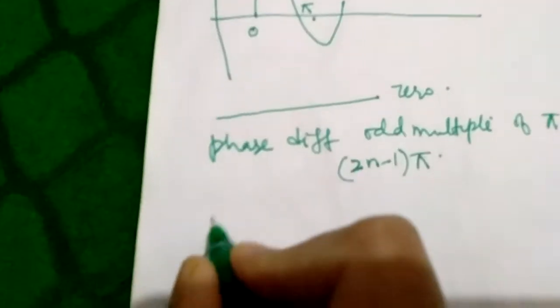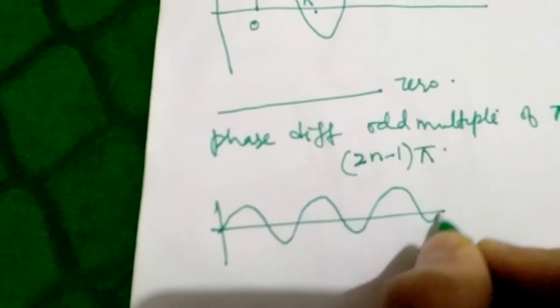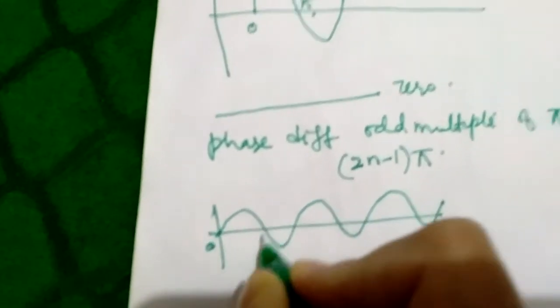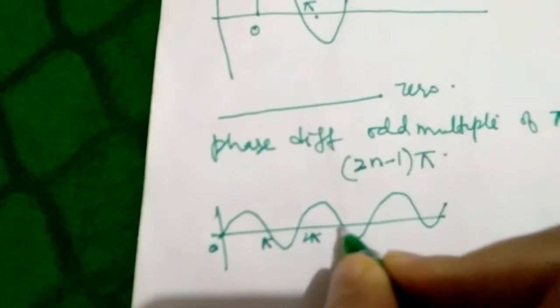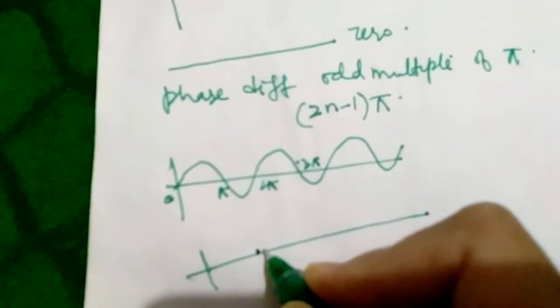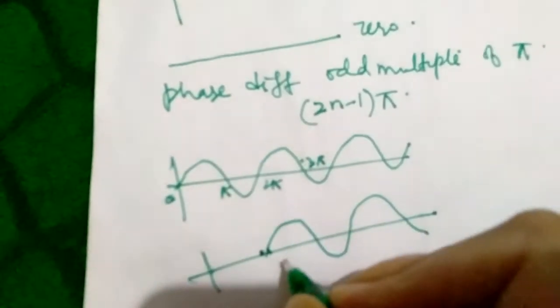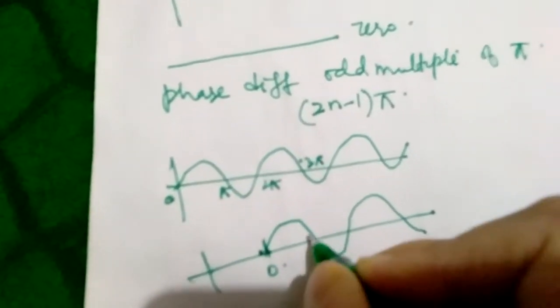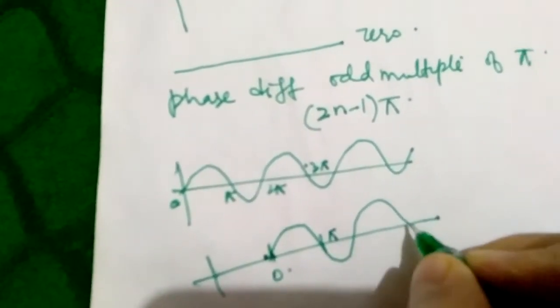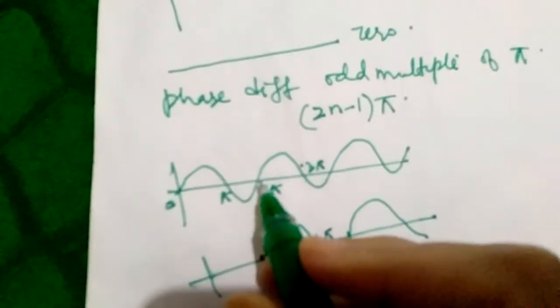Now if we choose this way, right, again this is 0, this is pi, this is 2 pi, this is 3 pi, and so on, and I choose another wave at this spot, right? So its 0 is here, its pi is here, its 2 pi is here, and so on. So what is the phase difference?